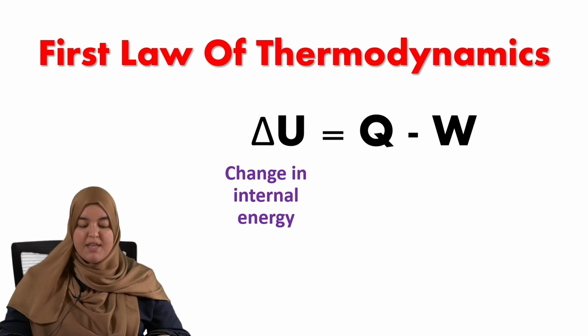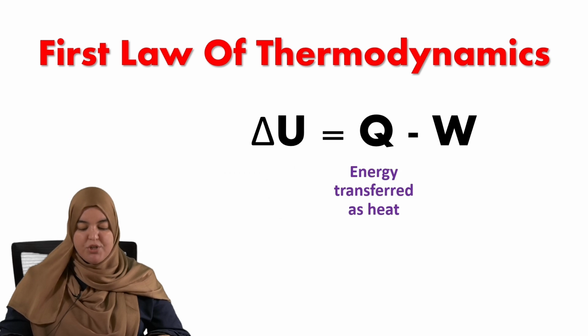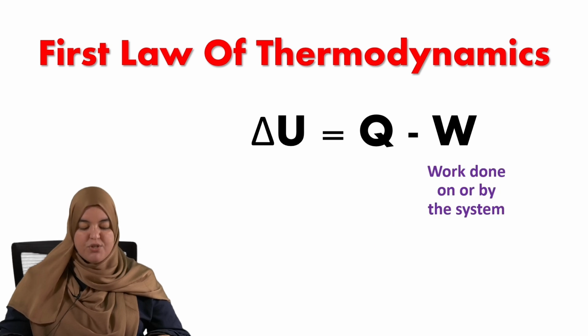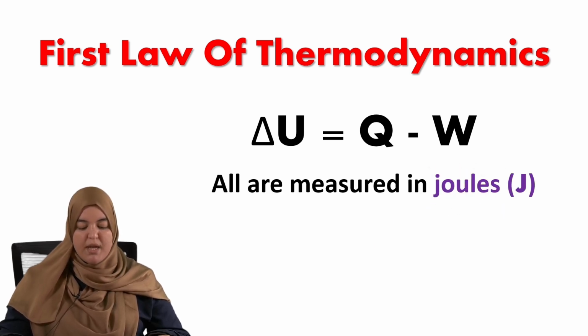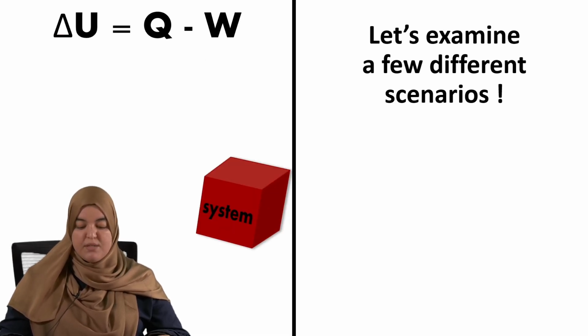This means that the change in the internal energy of a system will be equal to energy transferred to or from the system as heat minus the energy transferred to or from the system as work. And all these quantities will be measured in joules. Because of this law, we can outline a few different types of processes that can occur.